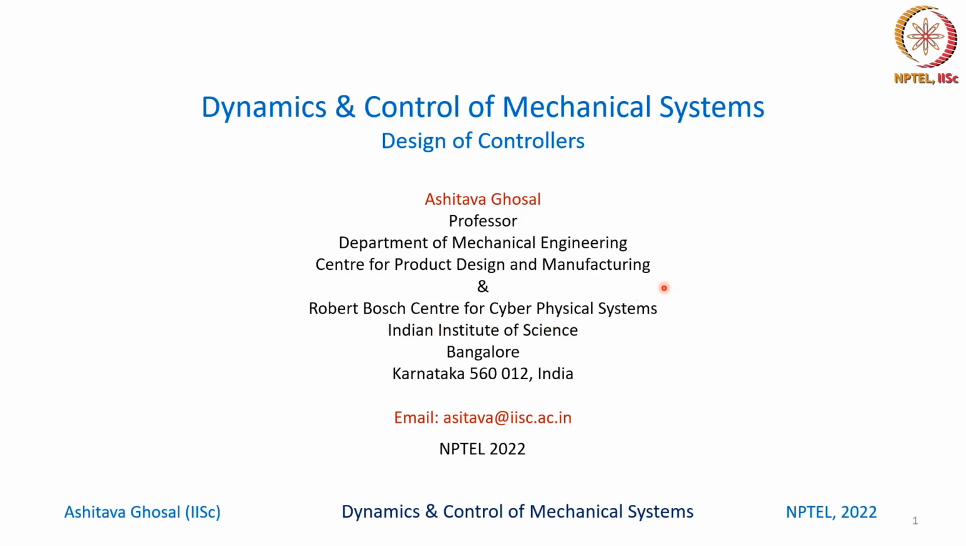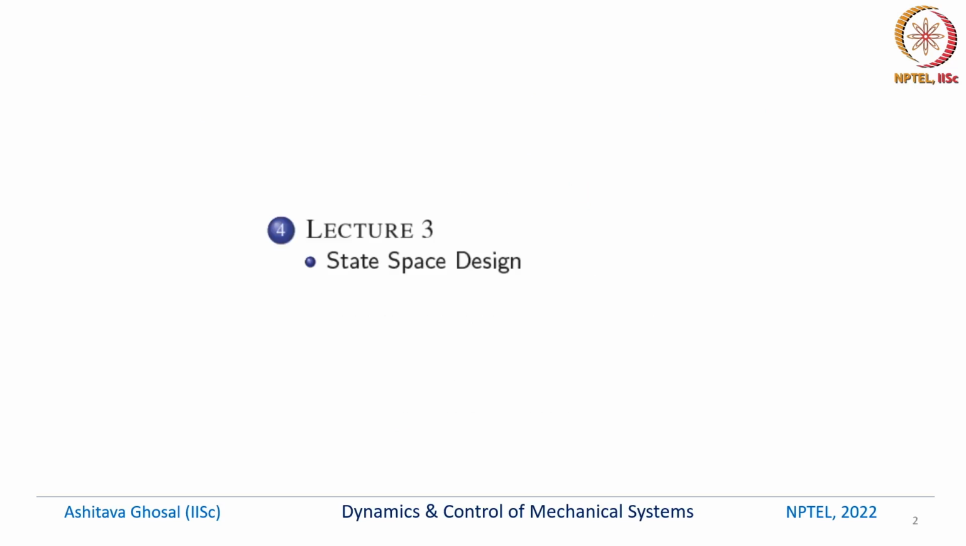In the last two lectures, we had looked at the design of a PID controller, how to find the P, I, and D gains. In the second lecture this week, we had looked at how to design a controller using root locus. In this lecture, we'll look at design of controllers for mechanical systems using the state space formulation.